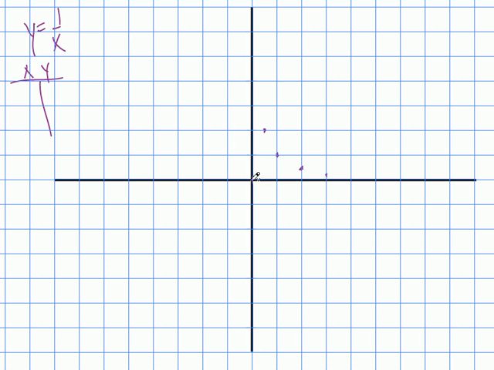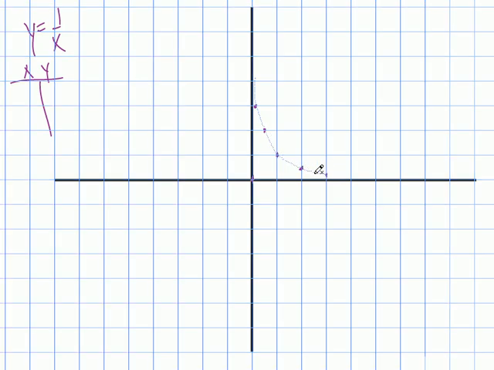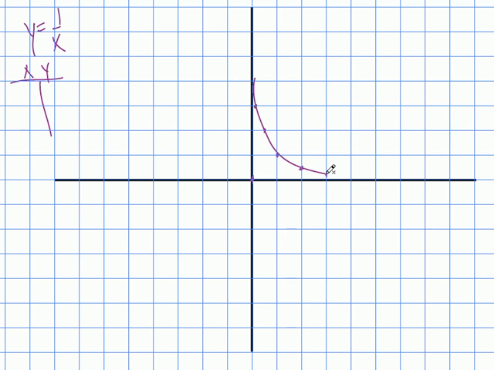What if I put in a 1/3 in for x? I just go over a third. How far up am I going to go? I'm going to go up to 3. About like that. See what your graph looks like? And now it's going to look like this, if I could connect them. Yeah, almost made it through.